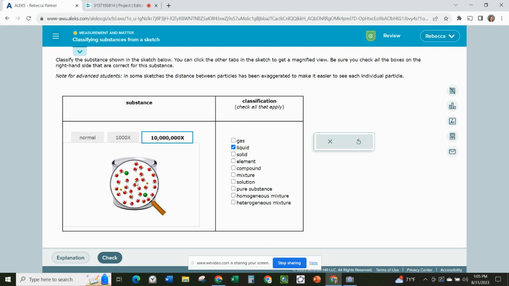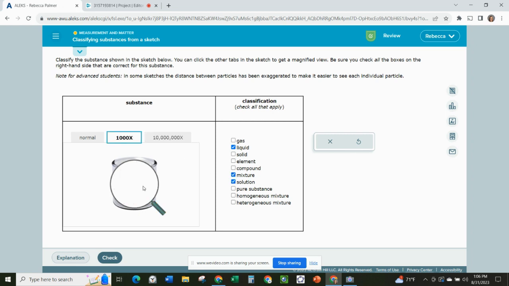So I know this is water because we have oxygen, which is red, and then we have two hydrogens. If you've taken a previous science class, this one is polar. So our hydrogens are pointing to one side. We'll talk about that later, but that's something that helps me recognize that this is water with something else in it. So it looks like a mixture. And then I'm going to click that it's a solution.